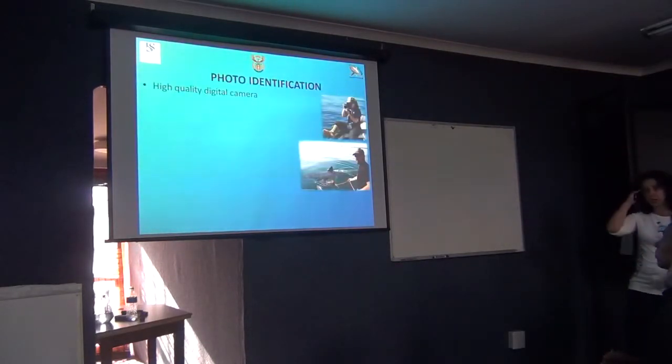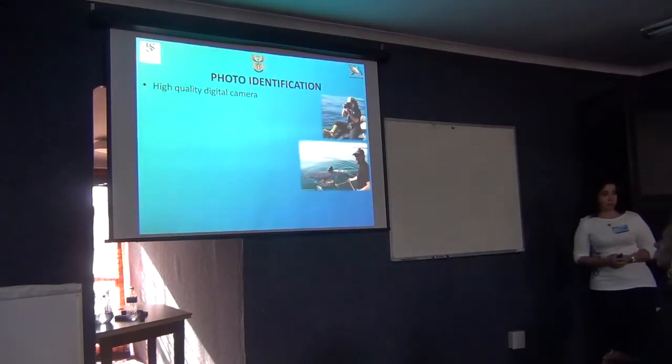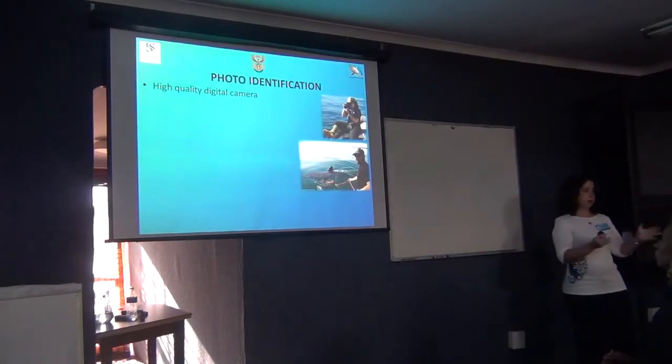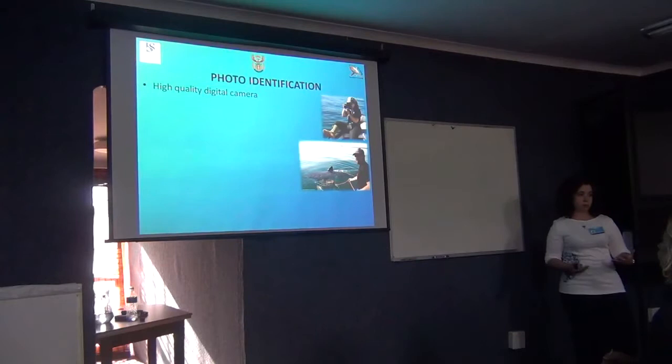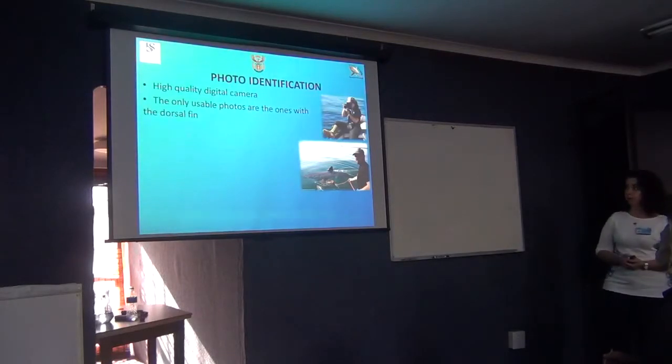Now, photo identification. The first point I found out is that it is much better to use a high-quality digital camera. Much better to shoot in RAW. RAW images retain all the information about the picture. The moment we save the photo as a JPEG, we are losing information. We zoom into the photo, and we end up with a bunch of pixels. So RAW should be the way to go.